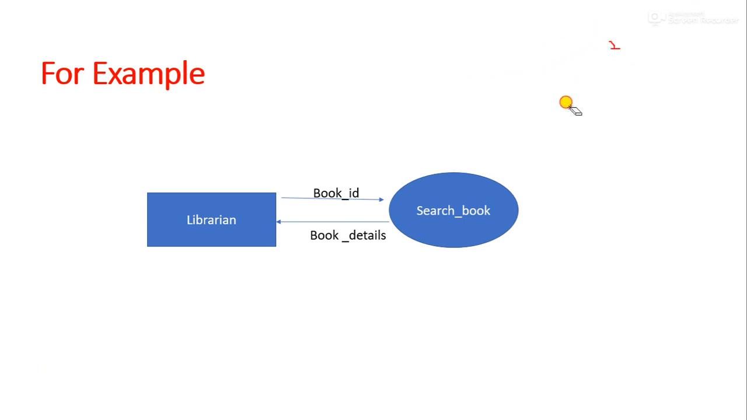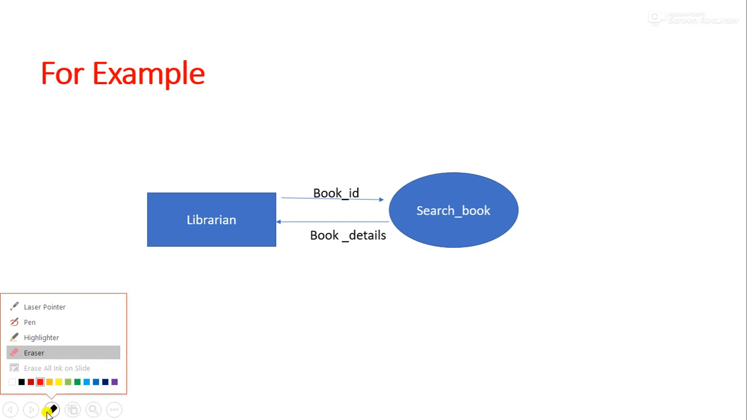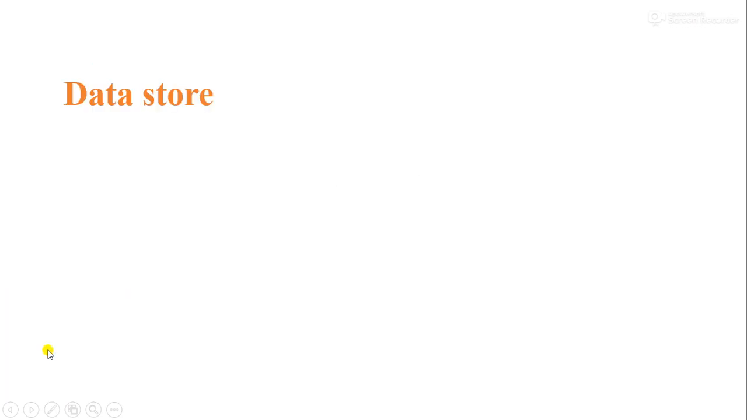So this is how we can use the data flow arrow to represent the flow of data between entity or process. So the next type of symbols that we can use in our DFD is data store. So this is represented by logical file. This is how we can represent the data store.